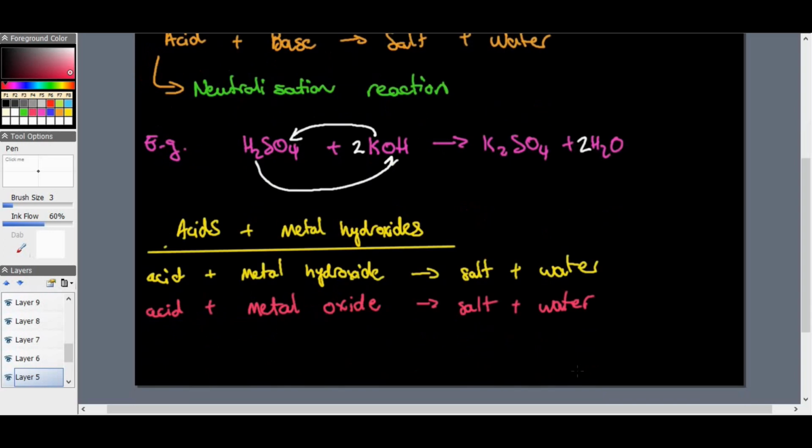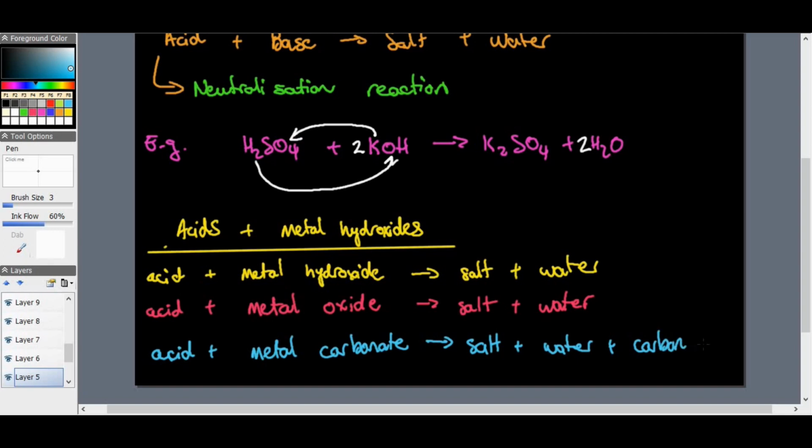And I'll do examples of these as well. And let's switch it up again. Last one, what happens when you get an acid plus a metal carbonate? So remember what these are in all these colors, because I'm going to do them in the colors. We get salt plus water plus carbon dioxide, which makes sense because carbonate is made up of CO3, so it makes sense. Let's do examples of all of these on the next slide.